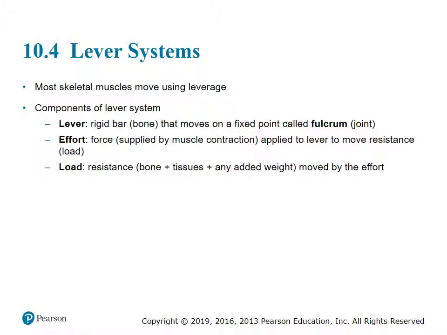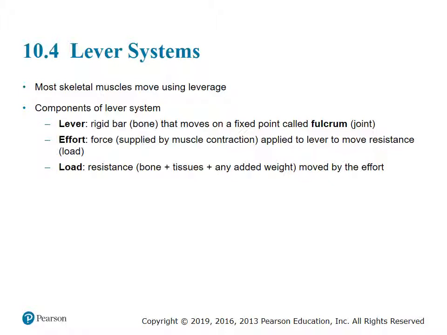Skeletal muscle causes movement using a leverage system, or levers. When you apply force to something, it will cause something else to move if that force is connected somehow. And a lever system really is a connection. We're using not only muscle, but bone, and sometimes tissue, to cause this movement.